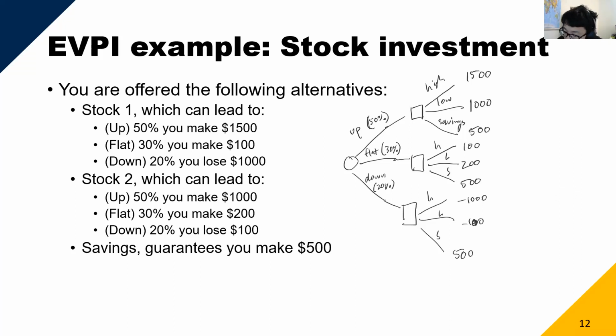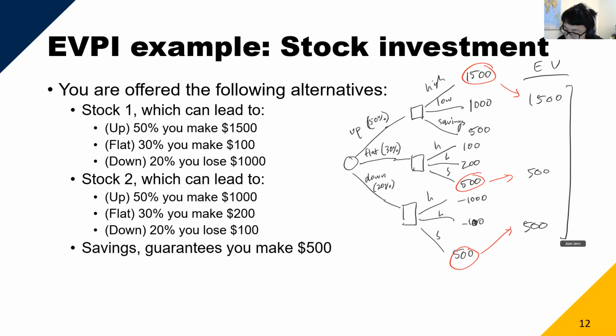So my EV in each of these is actually much easier. I would simply know the best outcome. I know which outcome I would choose in each of these cases. So this would be $1,500 here, $500 here, and $500 here. And if I went ahead and calculated the expected value based off the probabilities, I would get a number equal to $1,000. That's the total expected value.